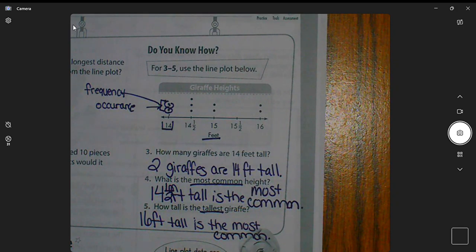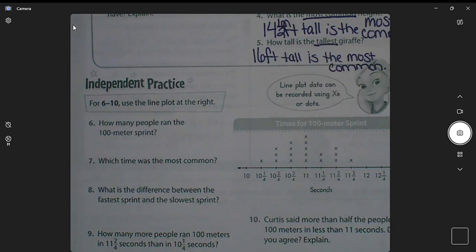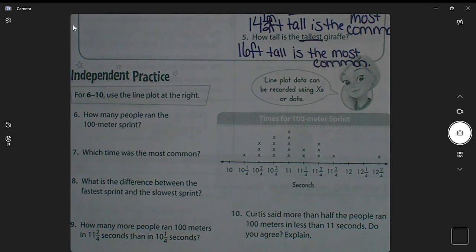All right. Let's continue looking. Let's look at 6 through 10. So this is talking about people who ran a 100-meter sprint. How many people ran the 100-meter sprint? Well, in order to know that number, I have to count all the X's. You can use X's or dots to show, to record your data.